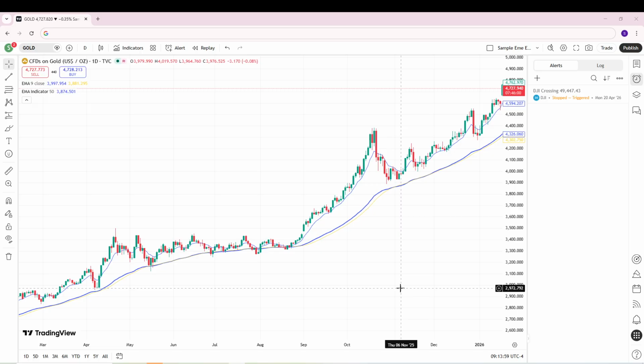Now to begin, make sure your chart is open and clean so you can clearly see price movement. On the left side of Tradingview, you will find the drawing tools. From there, select the Trendline tool. This is the main tool you will use to connect important price points on the chart.